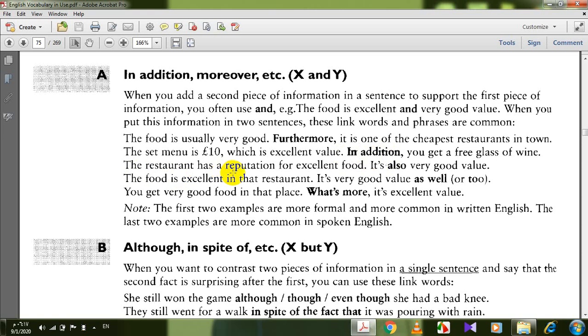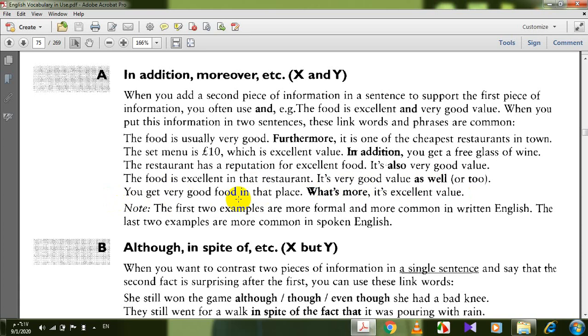The restaurant has a reputation for excellent food. It is also very good value. So we have "also". We connect two similar ideas using also. The food is excellent in that restaurant. It is very good value as well, or too. Okay, so here we use "as well" or "too".